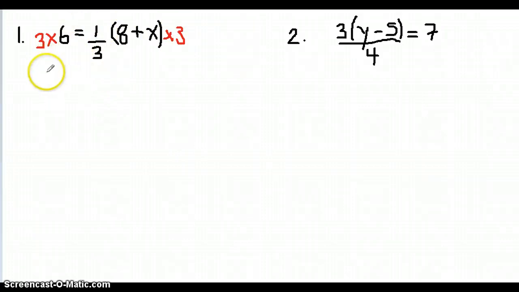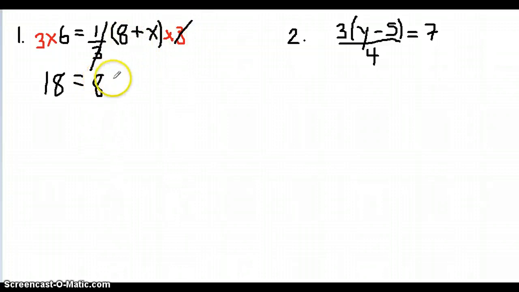Well, we know that 6 times 3 is 18. There we go, equals. Okay, 1/3 times 3, I can imagine this over here. That's going to be 1, so this is going to disappear. Okay, and then I just have 8 plus x. You don't need the brackets anymore because there's nothing in front of them. So there's how to get rid of the fractions there. Now it's just a simple equation that you could solve by inspection, right? 10. There you go.